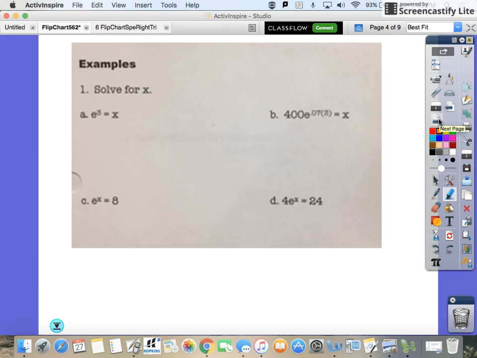So this says e to the power of 3 equals x. What we do for that one is we simply type in e to the power of 3 in our calculator. What you want to press on the calculator is second ln, and that will pop up an e. And then you want to do 3. So here's what you hit.